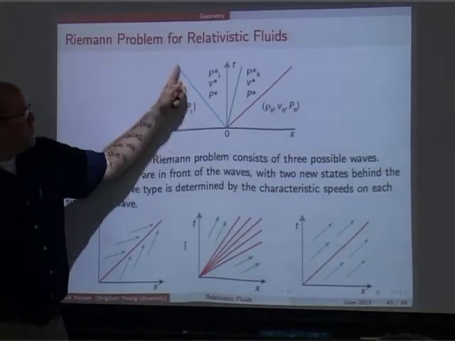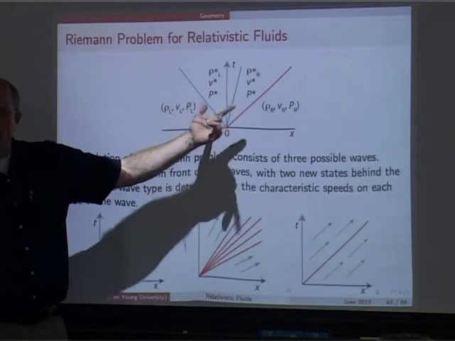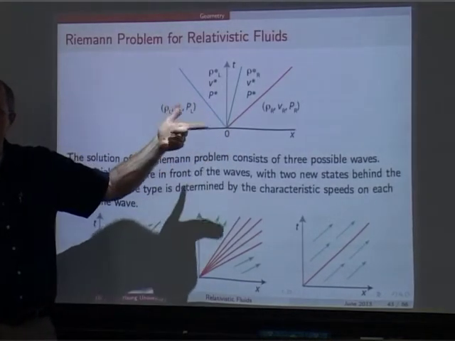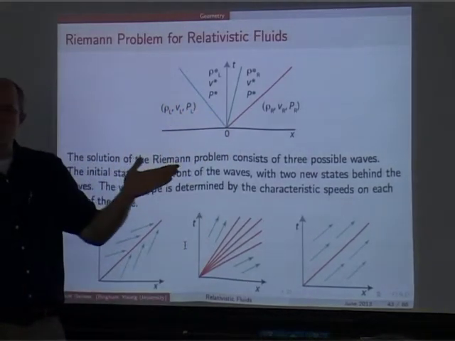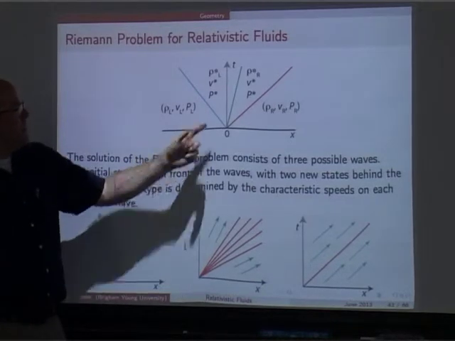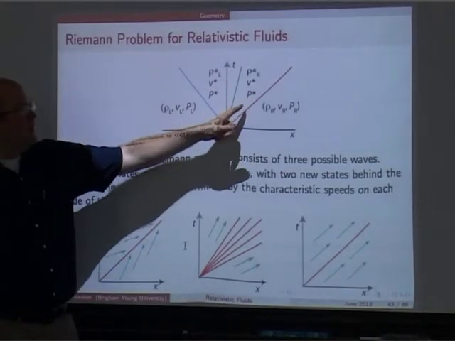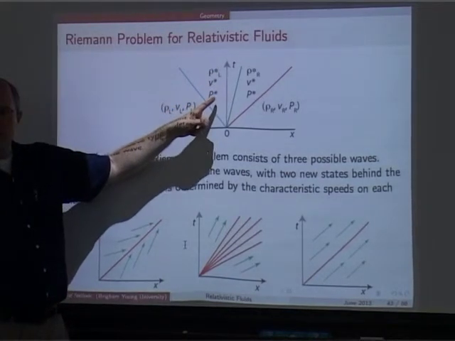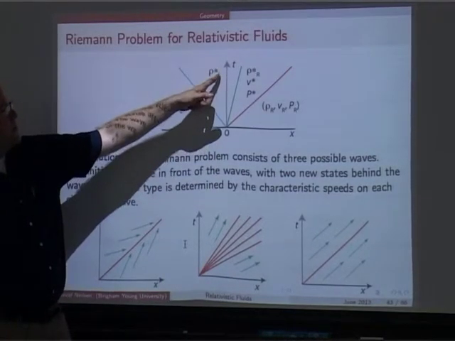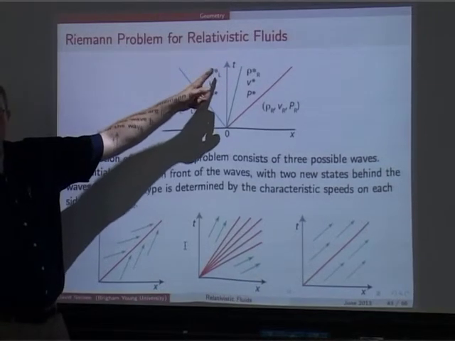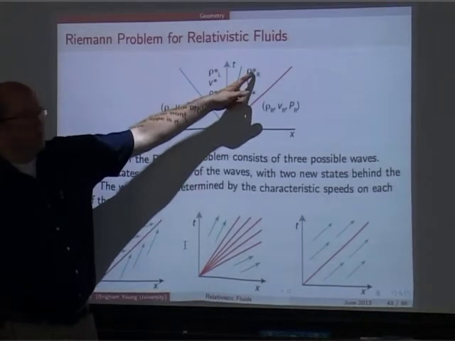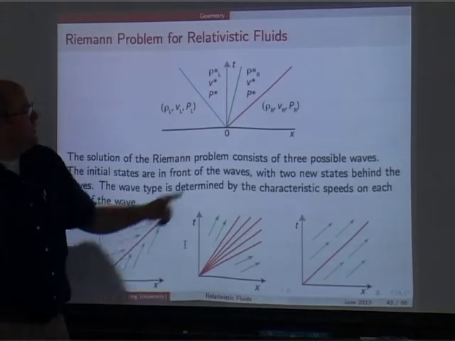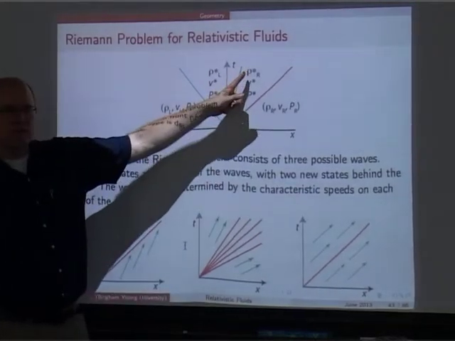The two nonlinear waves are the red and the blue line. These are the waves that propagate at velocity plus or minus c. They're the fastest waves, on the outside. Behind the nonlinear waves, I have these states indicated by a star. So this is the left star state, meaning it's on the left behind the nonlinear wave, and this is on the right behind the nonlinear wave. The green line indicates a contact discontinuity.